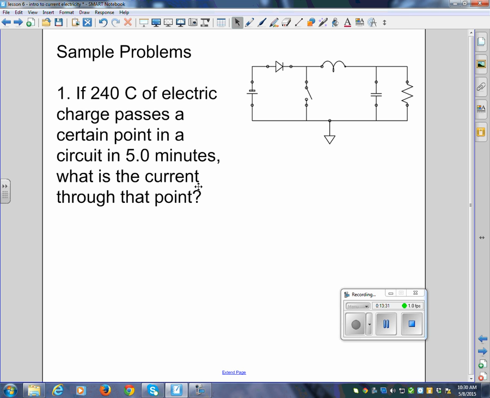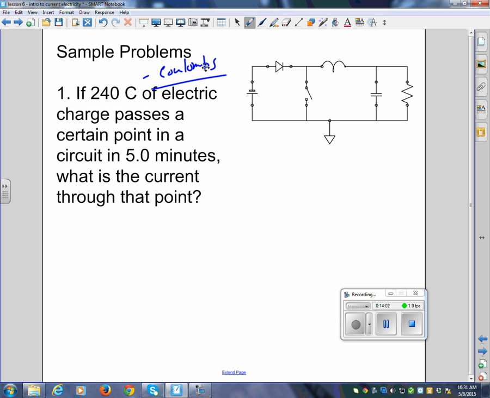Good point. Excellent. The big letter C here is coulombs. Coulombs is the unit of charge, named after Charles Coulomb. Was he cool? Do you have long hair? Of course, they all did back then, right? Good. 240 coulombs of electric charge pass a certain point in a circuit in 5 minutes. What is the current through that point?